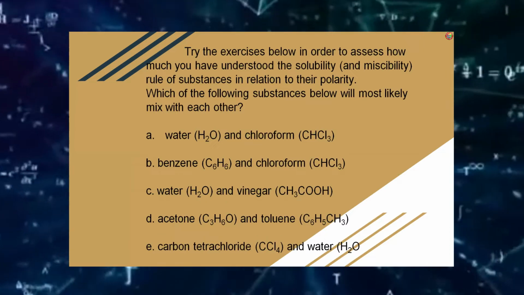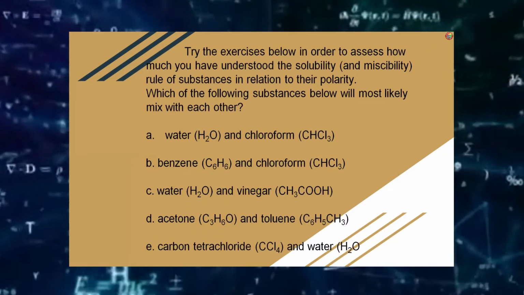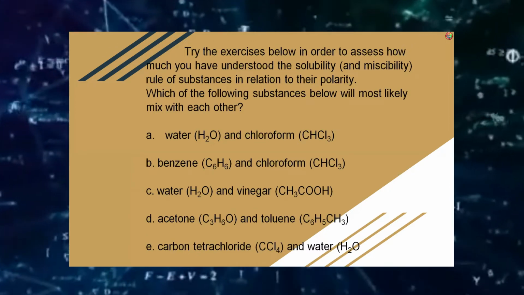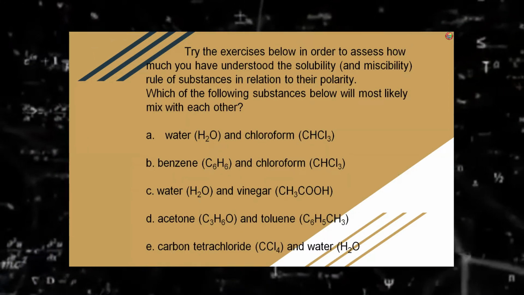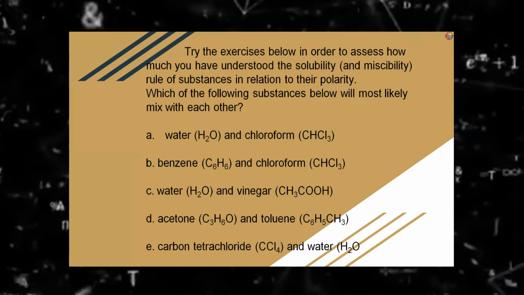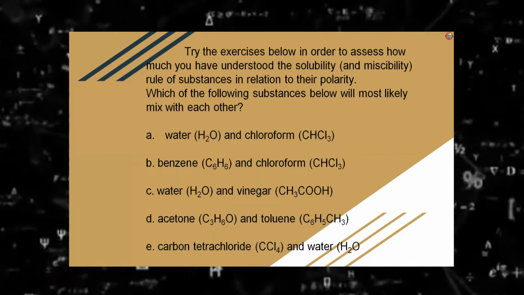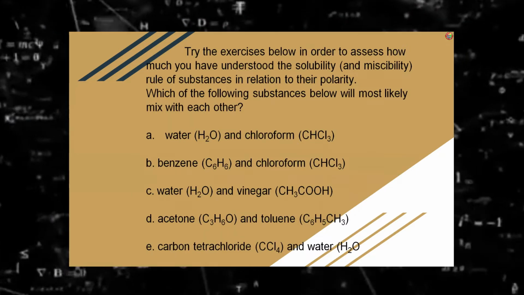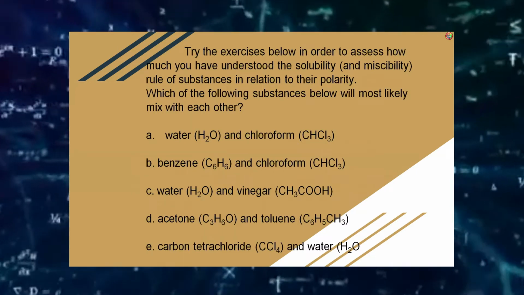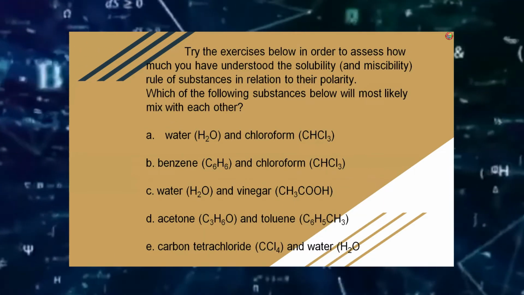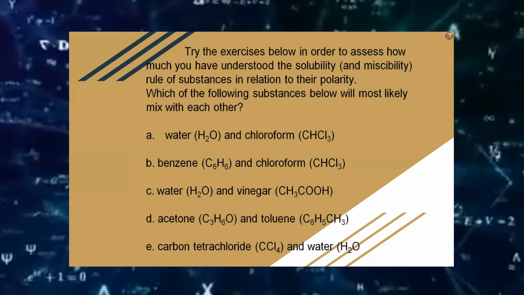Which of the following substances below will most likely mix with each other? Pair A, water and chloroform. Pair B, benzene and chloroform. Pair C, water and vinegar. Pair D, acetone and toluene. Pair E, carbon tetrachloride and water. Okay, just write your answer in your notebook or on a plain sheet of paper.